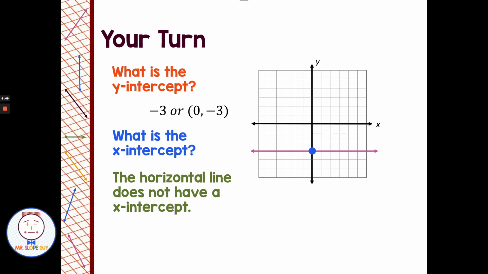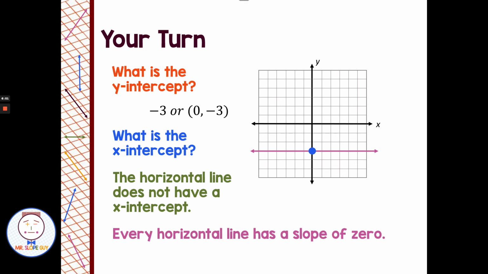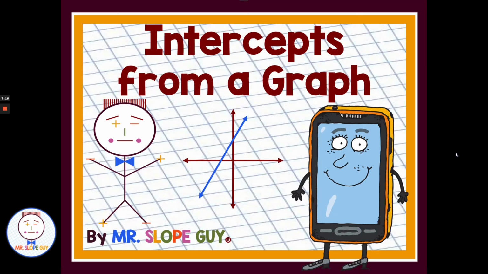And while we're talking about horizontal lines, every horizontal line has a slope of 0. That's great to memorize: every horizontal line has a slope of 0. And we saw those weird exceptions where we can find an x-intercept and y-intercept of almost everything, except horizontal and vertical lines, which will only have one of those 2 intercepts. And I hope that gets you going on looking at a graph, identifying x-intercepts and identifying y-intercepts.